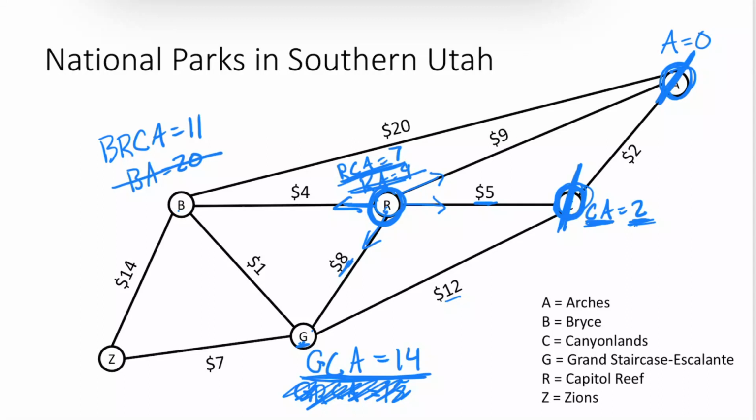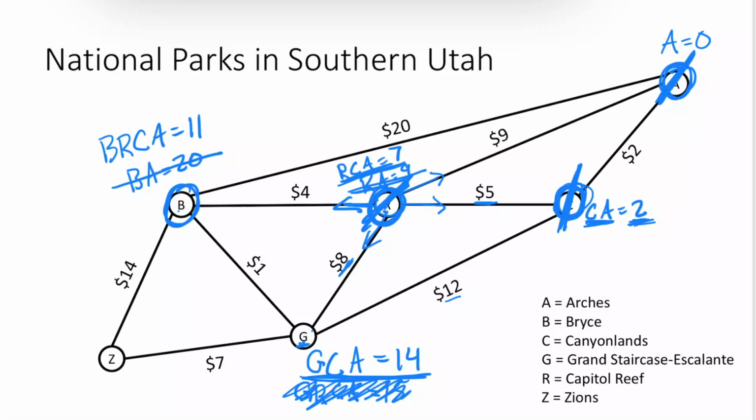And then since I've looked at all of the vertices that are adjacent to R, which is my current vertex, then I'll go ahead and cross that current vertex off. Then I go through and repeat the process all over again. I say, okay, out of my unvisited vertices, which one has the cheapest distance? In this case, it would be B, because B has a distance of 11 versus G has one of 14. So I'd say, okay, that's my cheapest one.